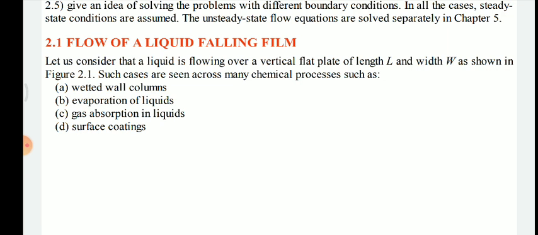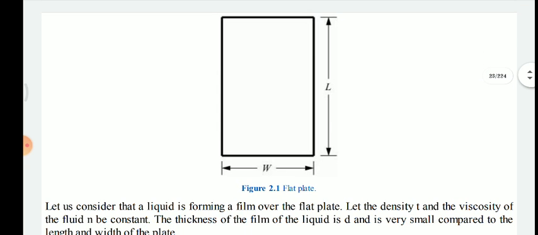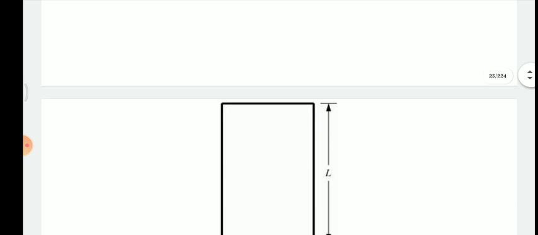A liquid flowing on a flat plate, its length is L and its width is W, as shown in figure 2.1, which is a flat plate.